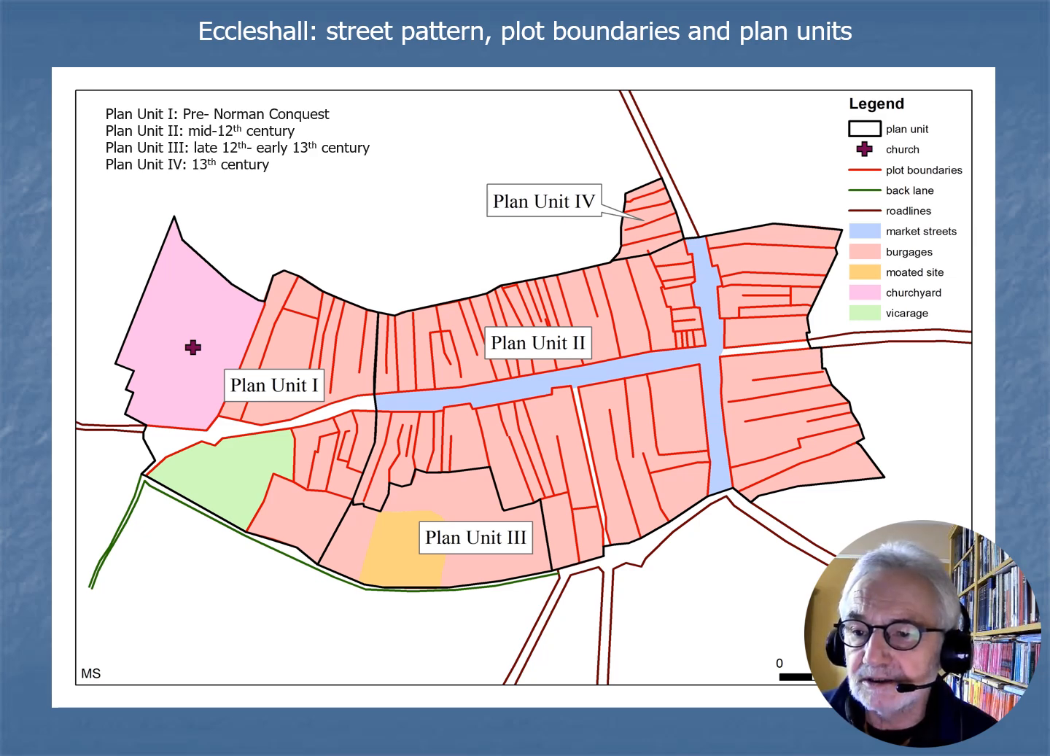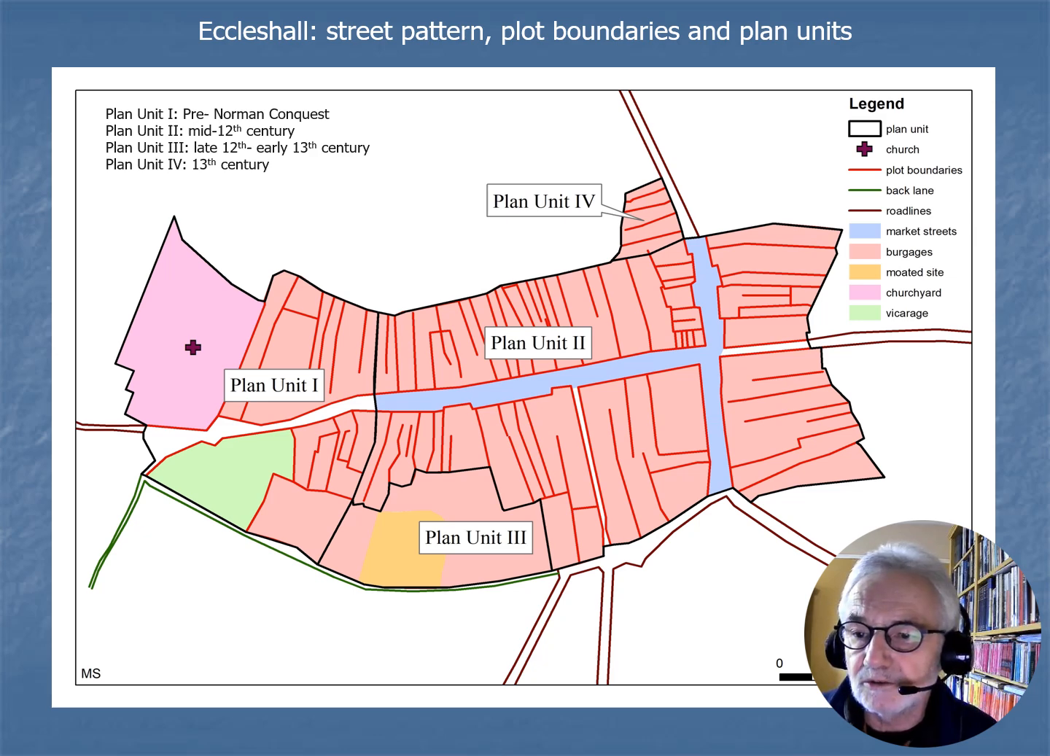Having delineated these, Conzen advocated using them to define plan units representative of different phases of development. The division into plan units, and particularly their dating, is the most hypothetical part of his methodology, unless we have documentary or archaeological evidence to give us more precise dating. It does, however, provide us with a tentative model of development, which can be checked if and when further information is available. I've divided Eccleshall into 4 plan units and suggested possible dates for each of these.